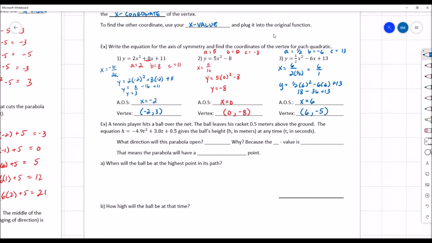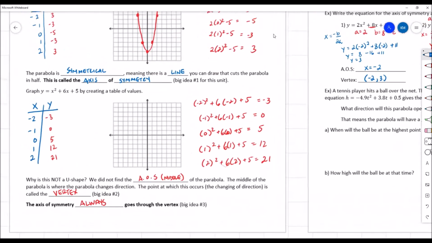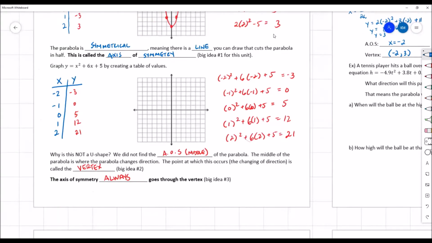Okay, and again, this is important because when we're looking at a quadratic, it should be a U-shaped curve. If we do not find the center of the graph while we're graphing it, then what we're going to end up with is what we saw here when we're just randomly plugging in numbers, right? We had negative 2, negative 3. We had negative 1, 0. We had 1, 12 that got all the way off the board. 1 or 2 or 0, 5. I skipped that 1, 2, 3, 4, 5.